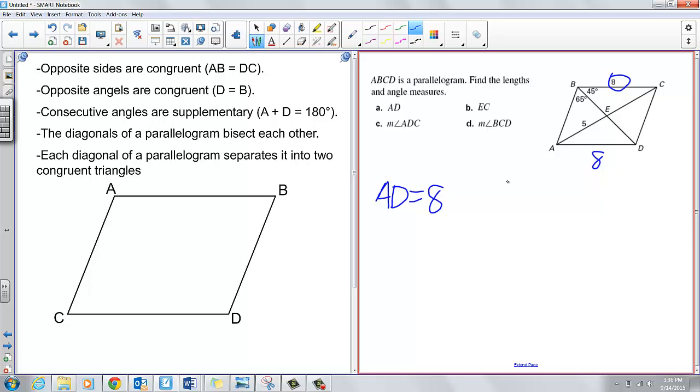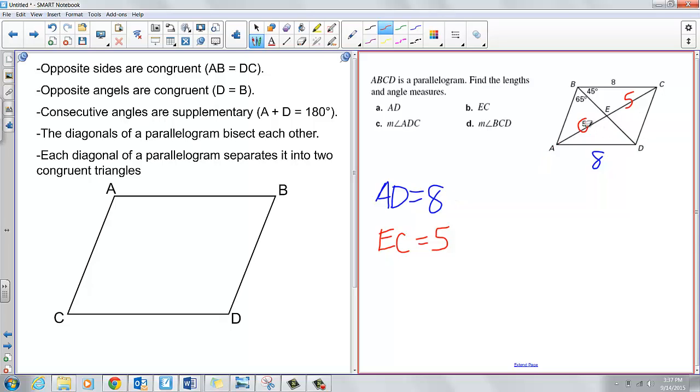EC, okay, we're going to use diagonals. We're going to use that fourth property right over here. The diagonals bisect each other. Bisecting meaning that if they cross, they cut each other in half. So if AE is 5, then EC must also be 5. So that is B.